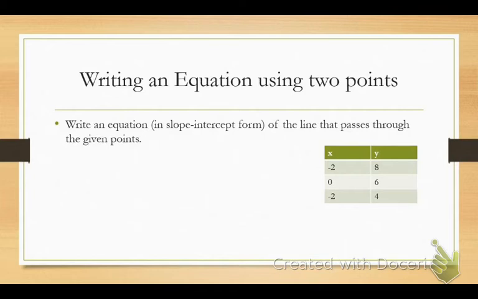All right, so again, y equals mx plus b, but we have to solve for m first. We need two ordered pairs. I want you to pull out the ordered pairs. -2, 8, and 0, 6.